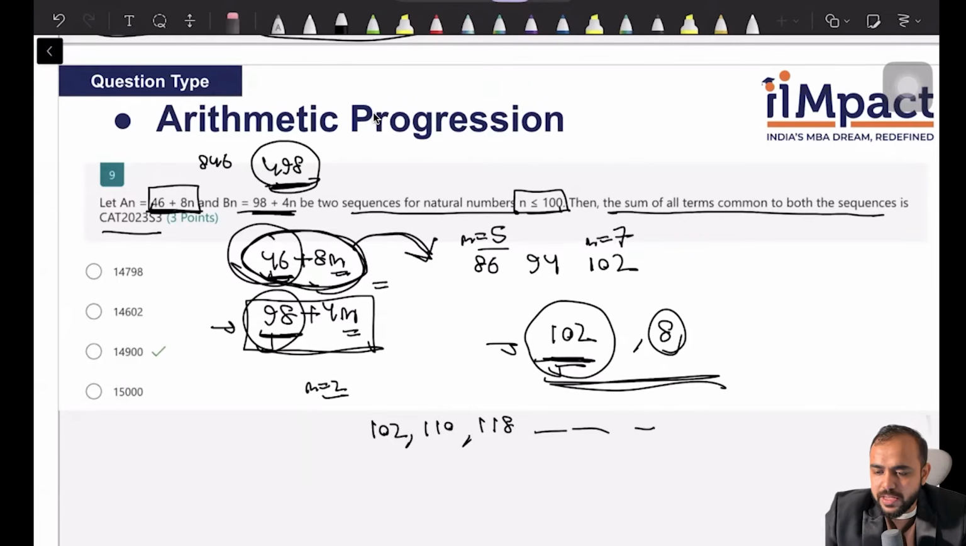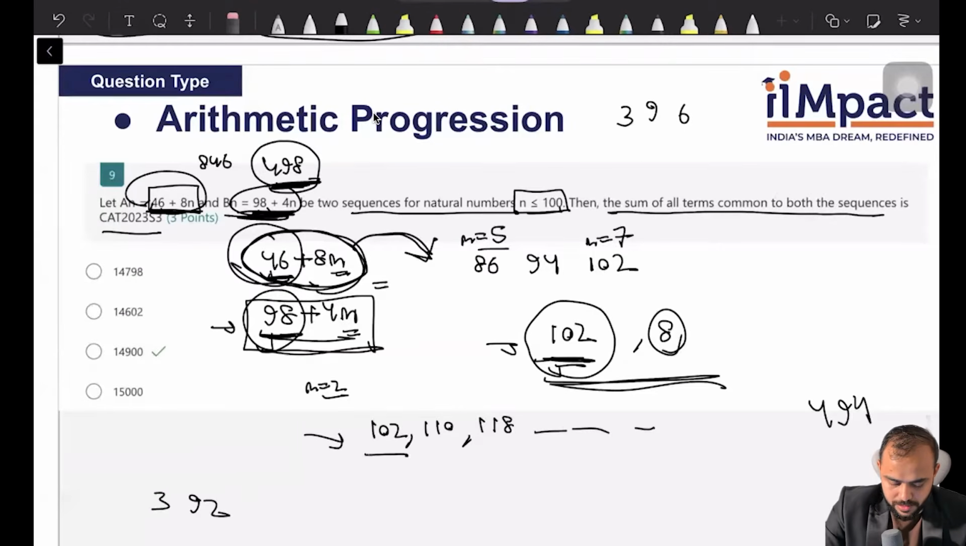So first of all, you can check, is 498 even part of this AP? So 498 minus 102 is going to give you 396. And now tell me, is 396 divisible by 8? 32, 76? No, it is not divisible. So 494 would be your last term. Correct? So this is your first term, this is your last term.